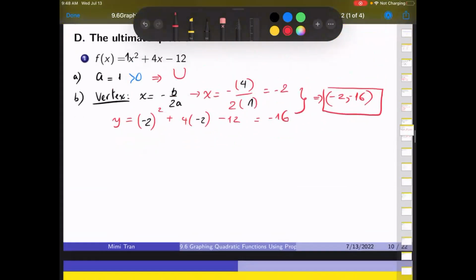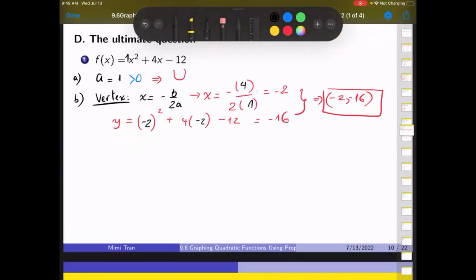Oh my God, I hope my iPad is not dying on me. I have like 2-3% left.